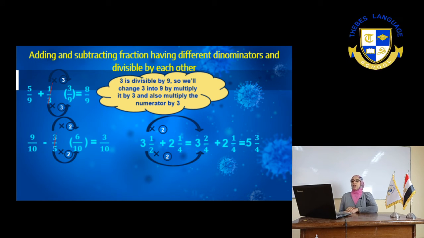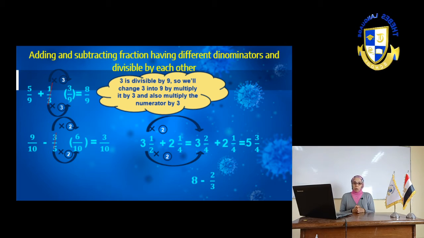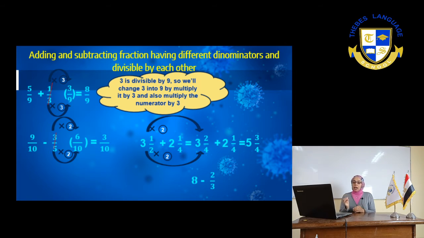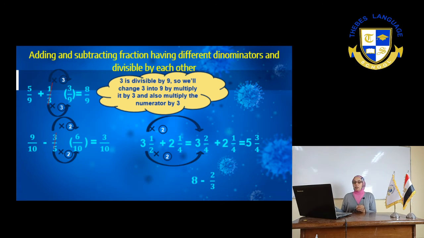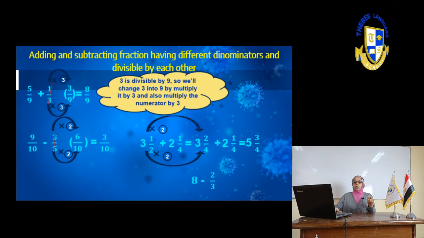Last one, 8 minus 2 over 3. How do we do this? We will take 1 from the whole and build a new fraction. We will take 1 from the 8 and make a new fraction. We will use the 3, the other denominator, okay? So, we will take 1 from 8. So, 8 will be 7.